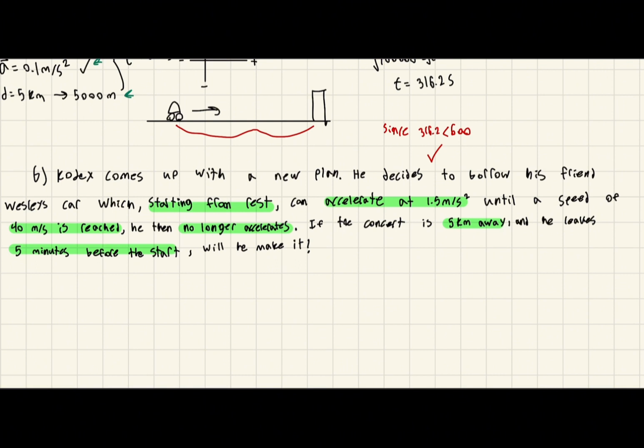Okay, so let's draw out a sketch to visualize what we're dealing with here. And first, let's just set up our coordinate system. We're going to set right as positive and left as negative because he's only driving in one direction. So we have the concert right here, and this is his car.